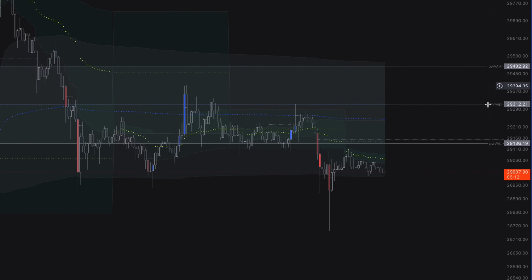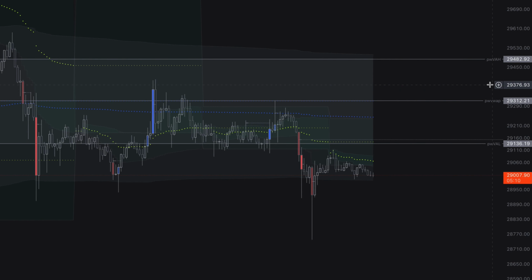I just noticed that I had this array here labelled as previous week value area high, and it was supposed to be previous week VWAP. I'm pretty sure you would have put it together if you were thinking about what was going on there. This is previous week VWAP. I just hadn't changed the label.